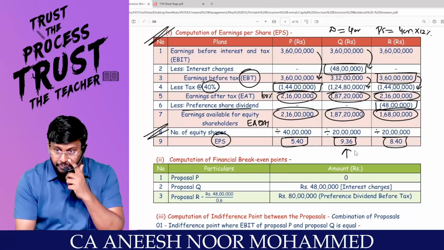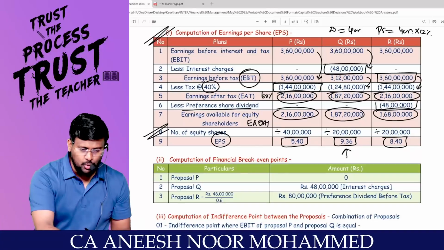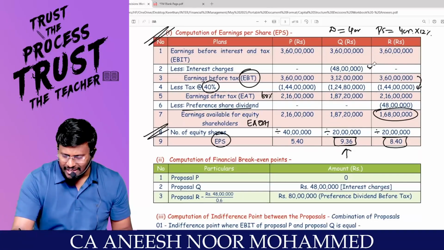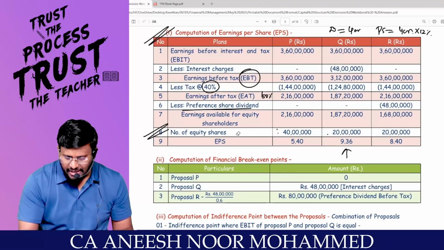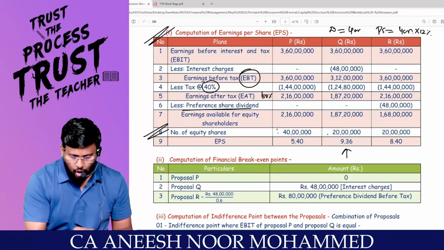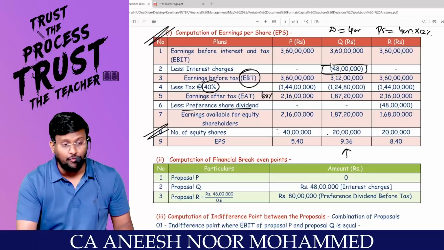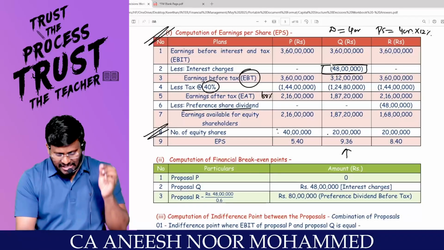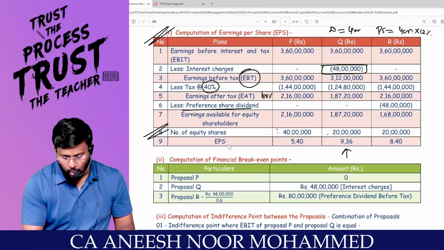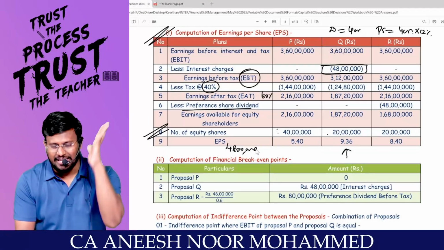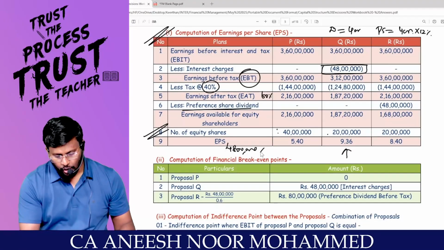If you see, since I have adopted debt in my capital structure, I have paid interest to the extent of 48 lakhs. Since I have debited 48 lakhs to my P&L account, this 48 lakhs would have saved tax at the rate of 40%.